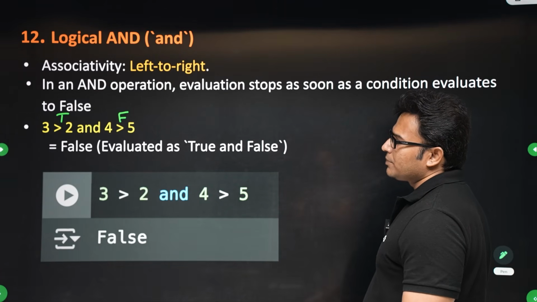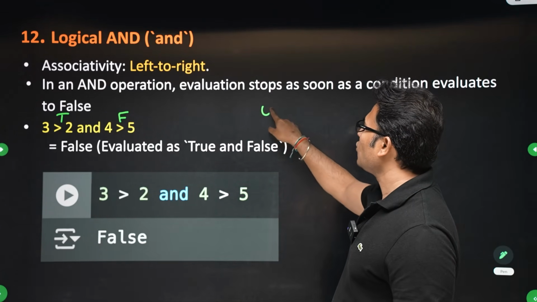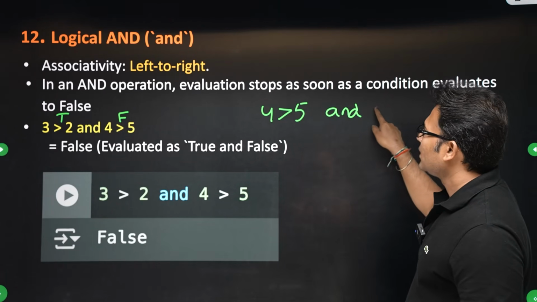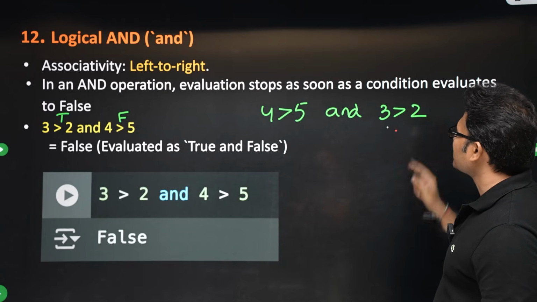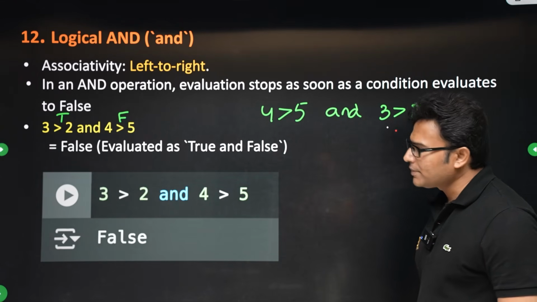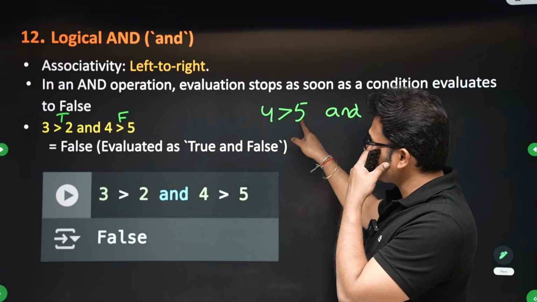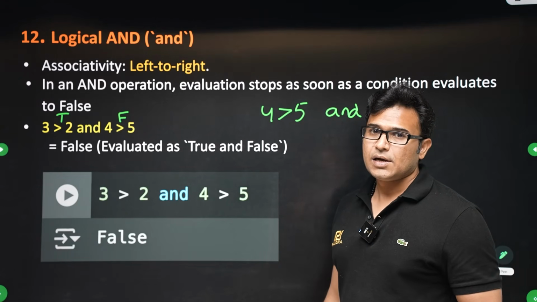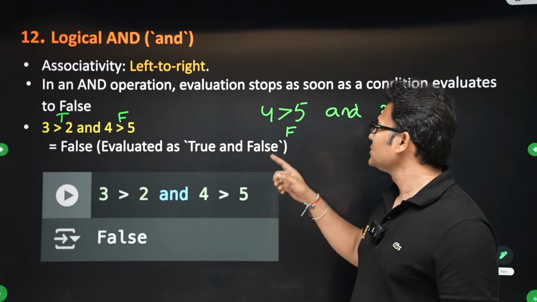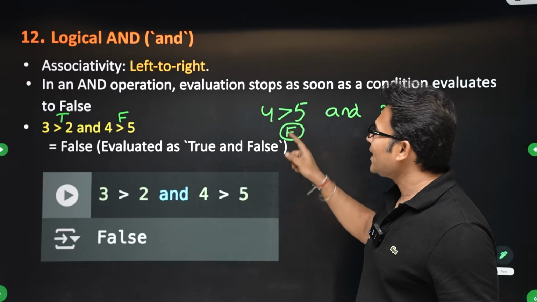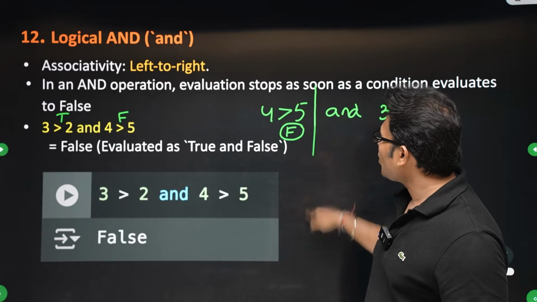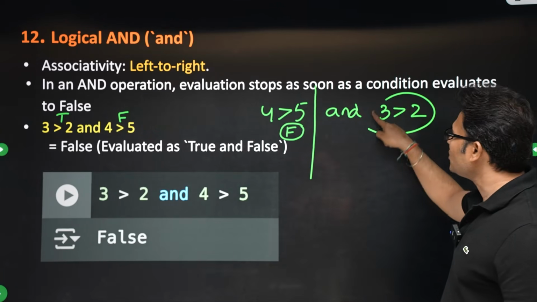But then what happens with Python is, if I have something like this, 4 is greater than 5 and let us say 3 is greater than 2. Now what happens in Python is, 4 is greater than 5 will be evaluated first. Now this is false. 4 is not greater than 5. Once it gets false, anywhere during evaluation, it will stop there, which means evaluation will stop here. This part will not be evaluated.